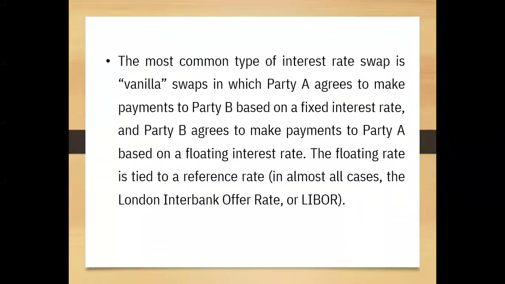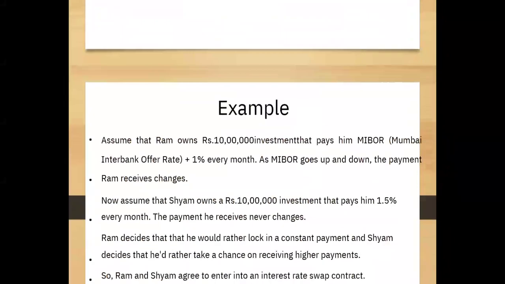The most common type of interest rate swap is a vanilla swap, in which party A agrees to make payments to party B based on a fixed interest rate, and party B agrees to make payments to party A based on a floating interest rate. The floating rate is tied to a reference rate called the London Interbank Offered Rate.